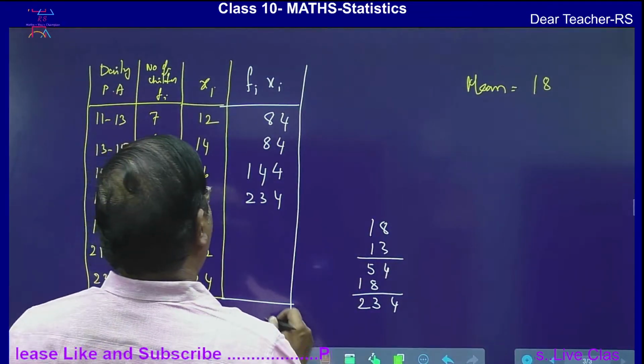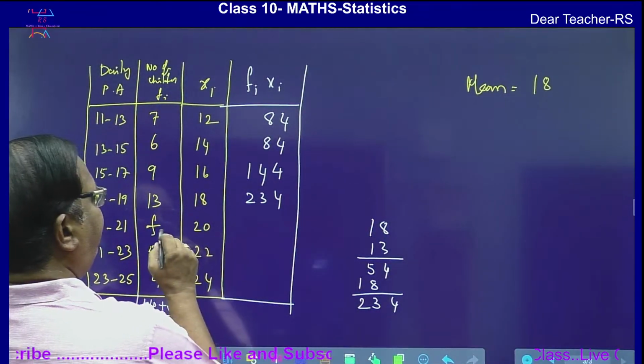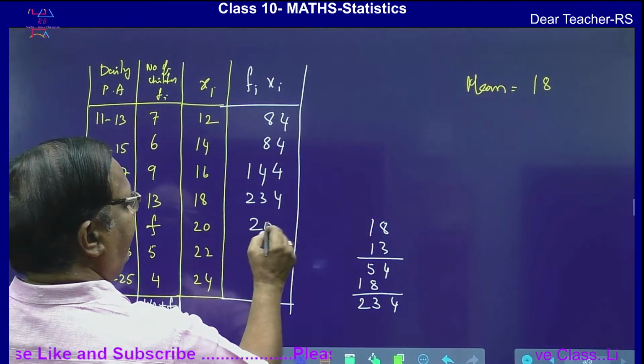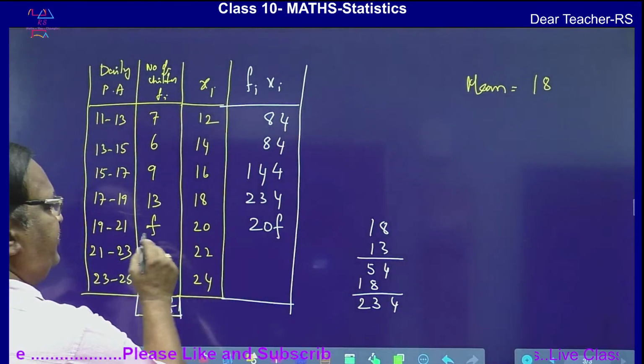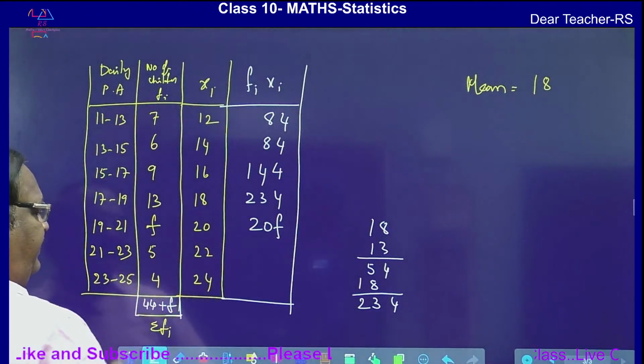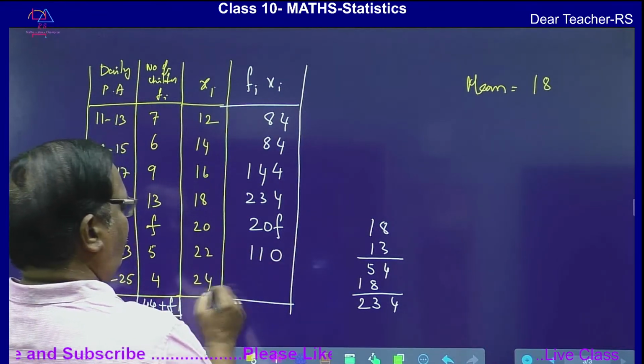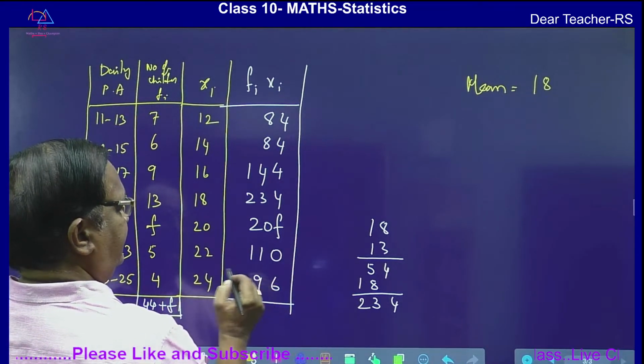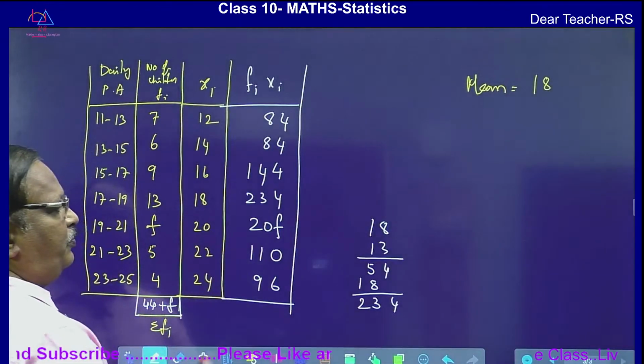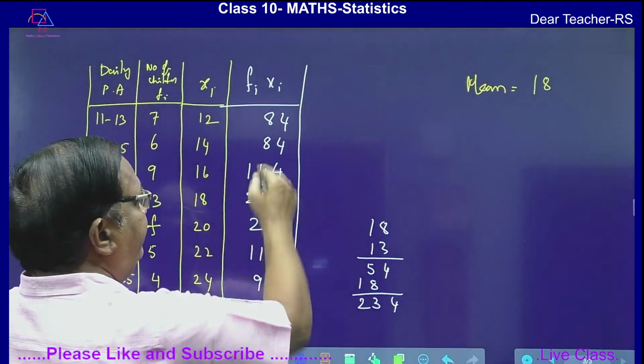So next this is F into 20, 20F. Here it is 20F only, because you are multiplying. Here you are adding. 5 20s are 100, 4 24s are 96. Okay, here also be very careful, write everything properly.